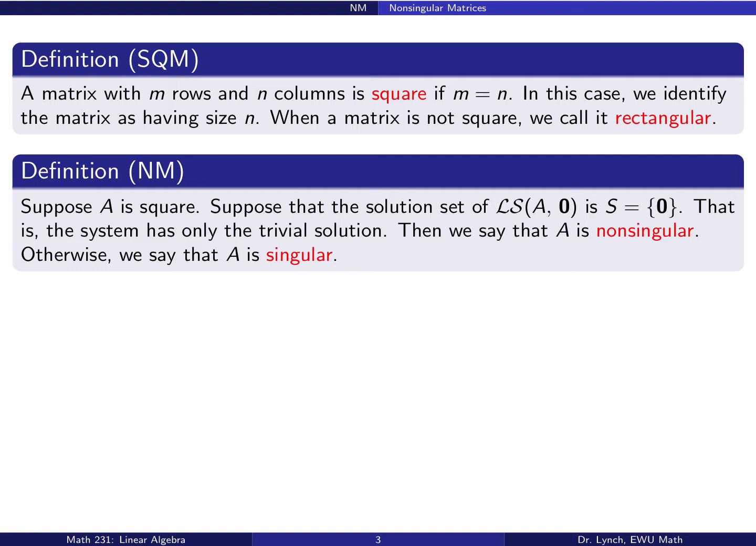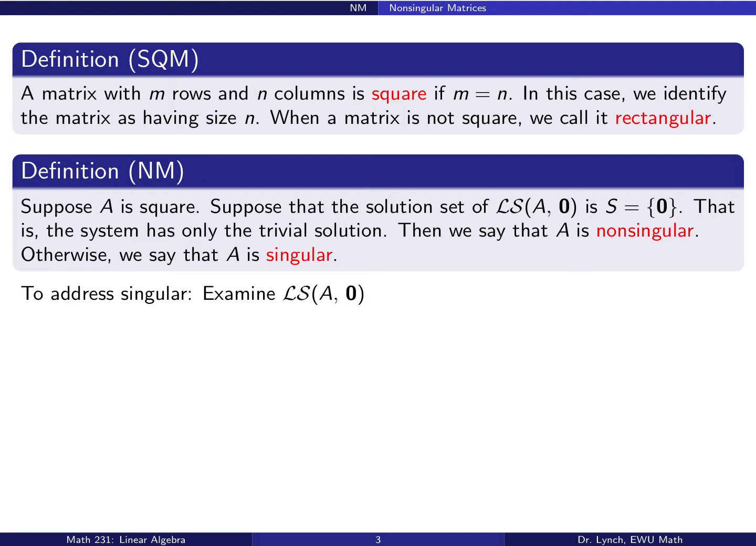It is non-singular if the corresponding homogeneous linear system has only the trivial solution. Okay, so if you have a look at a homogeneous system of equations where the coefficient matrix is square and that system has only the trivial solution, we say that the matrix is non-singular. Otherwise, we say that the matrix is singular.